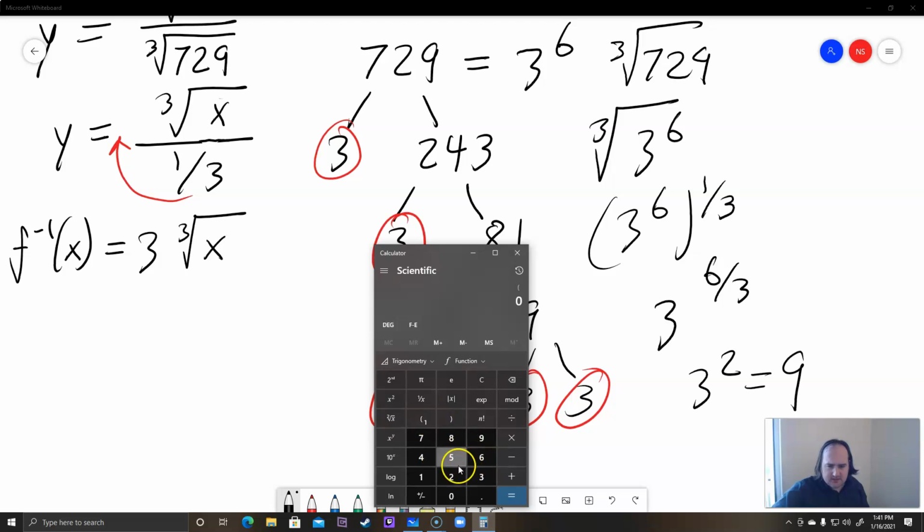Maybe if I put parentheses around it, it'll work better. So 729 raised to the 1/3 power. Oh, there we go. Apparently I didn't press equal. Well, there we go. That makes more sense. So it wasn't actually 1/3, it was actually 9. I'm just trying to learn how to use this calculator here on the computer. This is what came with my computer.